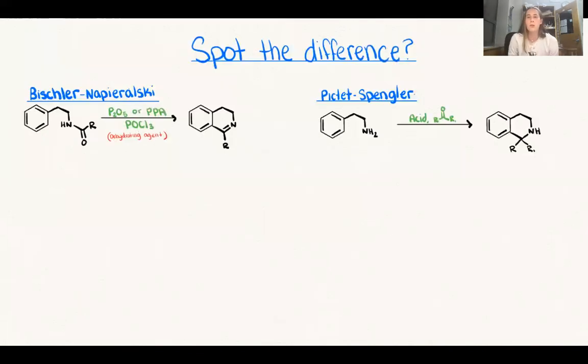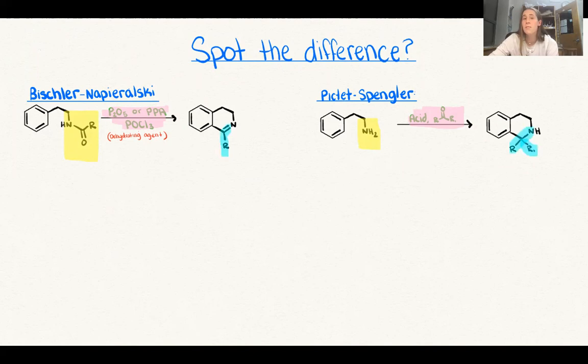Now these reactions, though they looked rather similar, can you guys spot the difference? One of the main differences is our starting materials. In the Bischler-Napieralski reaction, we're starting with an acylated compound, whereas in the Pictet-Spengler reaction, we're starting with just a regular phenylethylamine. Another difference is in the reagents. In one reaction, we're using dehydrating agents, whereas in the other, we have to have a carbonyl as a reagent as well as acidic conditions.